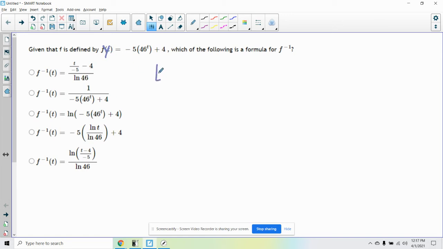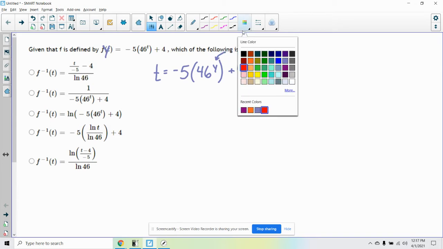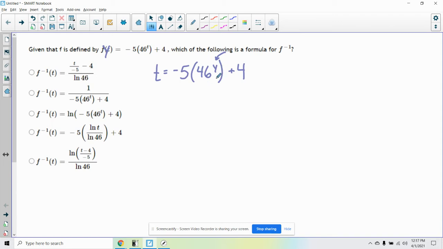So I have t equals -5 times 46 to the y plus 4. Okay, now I'm going to have to convert because I'm solving this thing for y. So I've got to end up converting. But before I do that, I have to get this base all by itself. So I'm going to start by subtracting 4 from both sides.